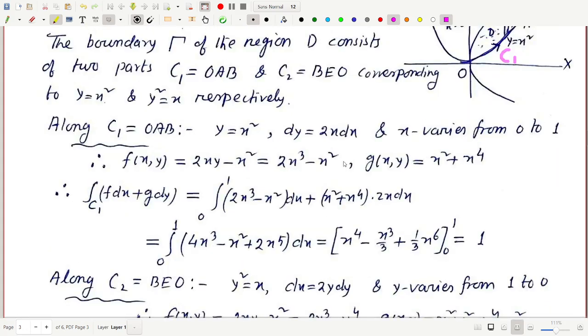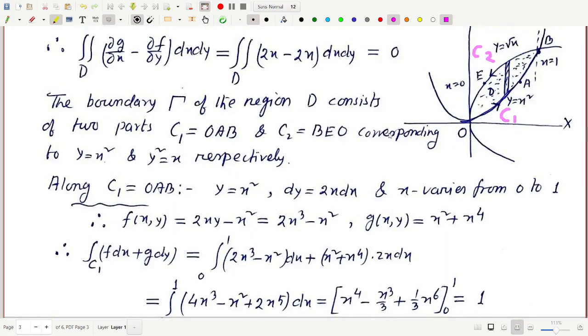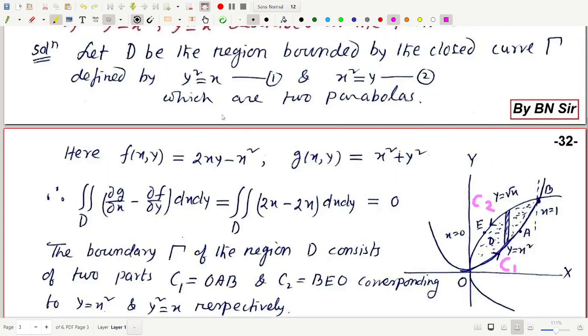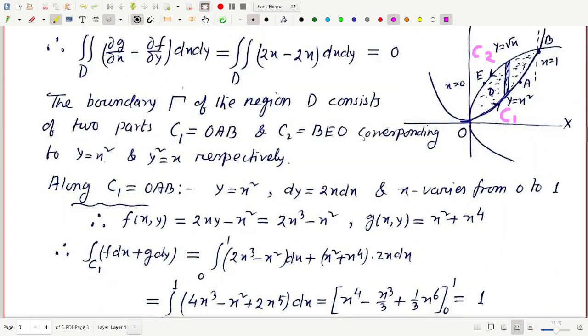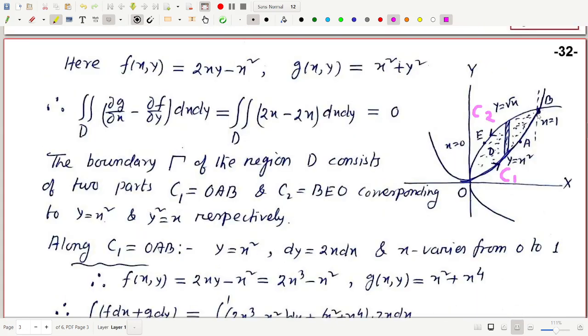Two parts, different types. Now along C1, C1 means OAB, y equal to x square. This parabola is y equal to x square. Therefore, dy is twice x dx and x varies from 0 to 1. See, for these two parabolas, if we solve equations 1 and 2, we shall get 0 and 1. See, y is x square, and here y square is x. So if we square it, x to the power 4 will be y square, and y square is again x, so if we put that, x to the power 4 equal to x, meaning x into (x cube minus 1) equals 0. So the roots will be 0 and 1. Okay, so x varies from 0 to 1, from the origin to B, the point of intersection, here 1.